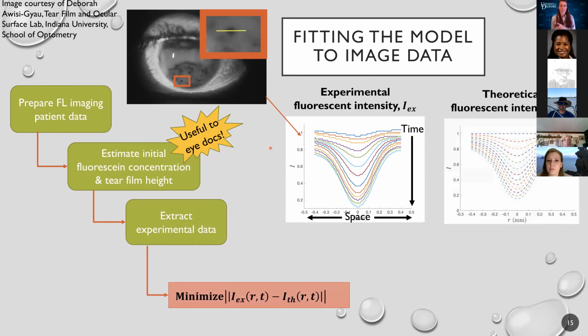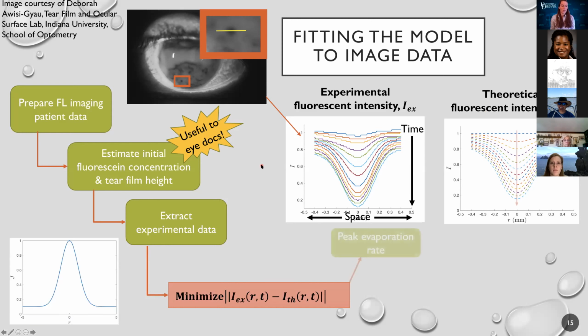Then we're going to minimize the difference of the experimental fluorescent intensity from the images and the theoretical fluorescent intensity from our model. And what we're going to do is we have a couple parameters that we're going to vary until we get the best fit possible. We get the best match of this on top of this, right? As closely as we can. So the parameters that we're going to adjust are related to our evaporation distribution. So we have a peak evaporation rate, how fast breakup is forming in the middle. A background evaporation rate, how fast things are evaporating on the sides.